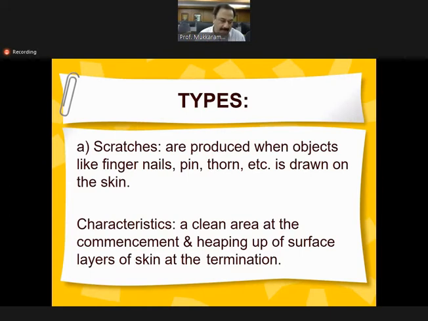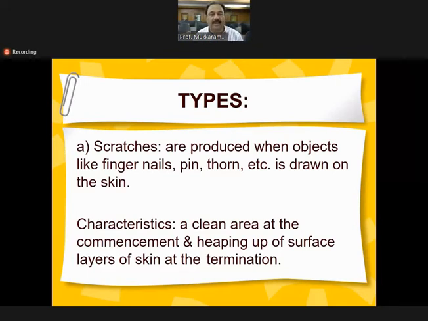The types. The scratch or an abrasion, I told you. The scratches are produced when an object like a finger, nail, pin, or thorn is drawn through the skin. This is a scratch. This is an abrasion. This is showing you that it is deeper in the beginning. Tailing will be there, and it will tell you the direction. It will tell you the weapon used. It will tell you the time of injury, et cetera.